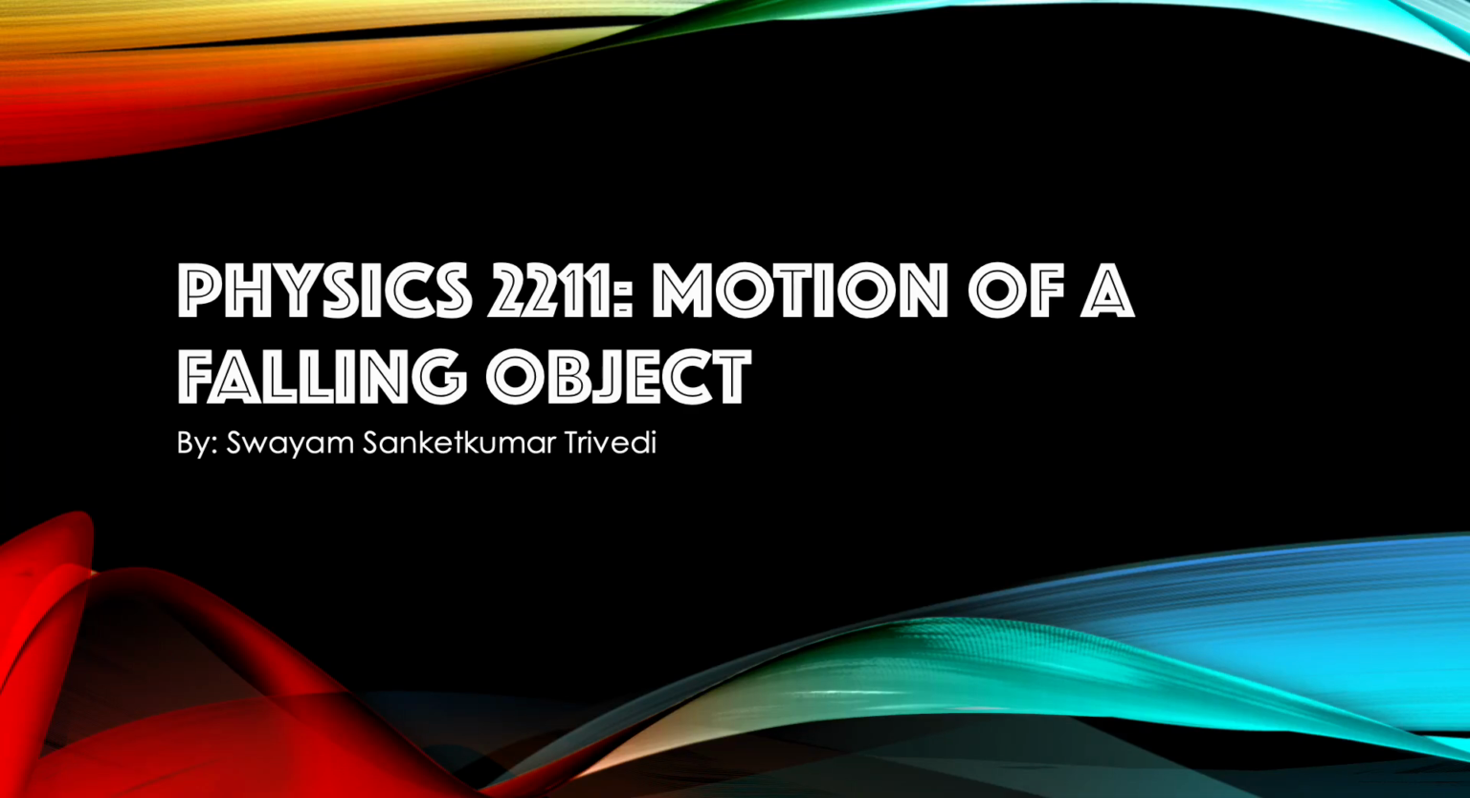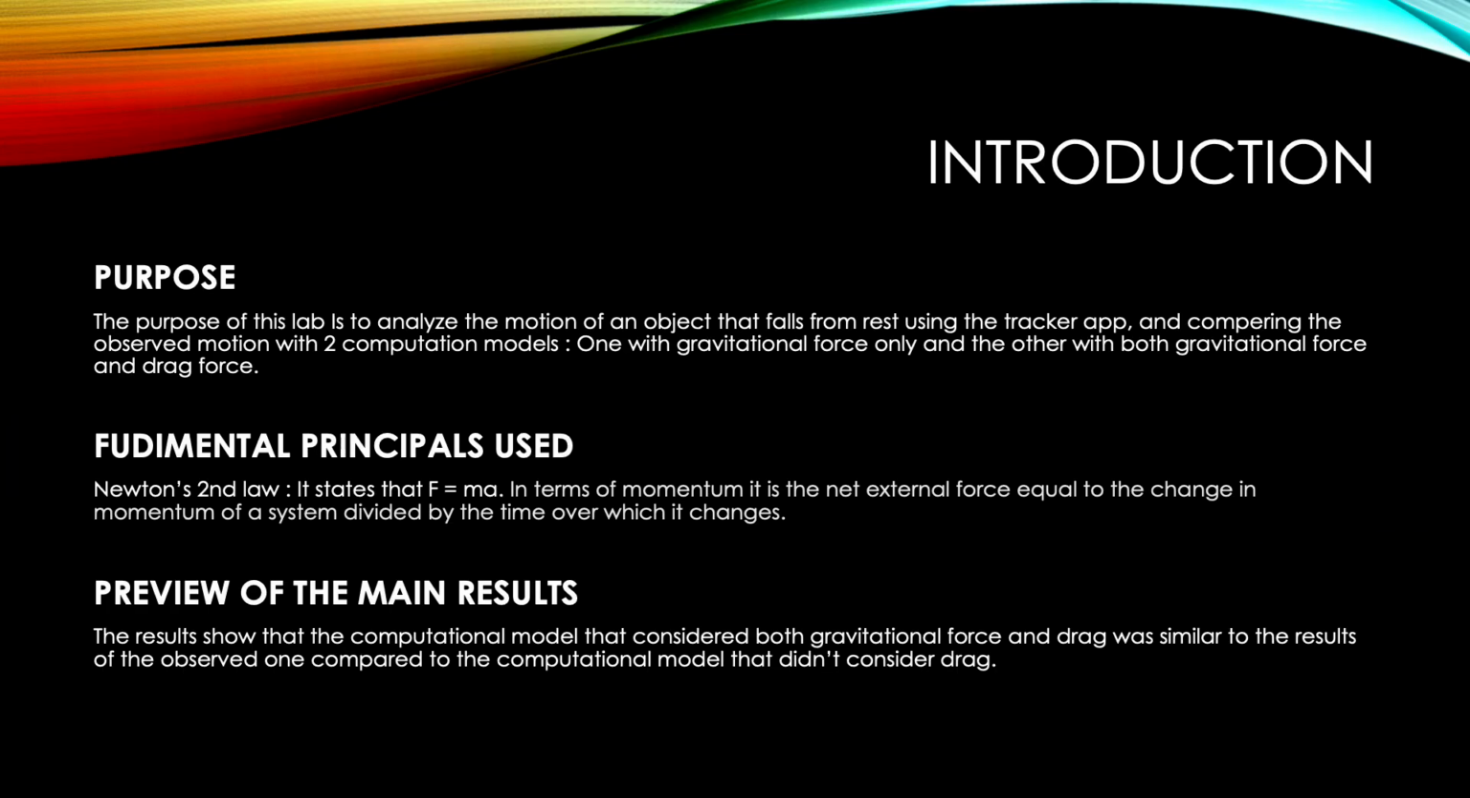Physics 211: Motion of a falling object. The purpose of this lab is to analyze the motion of an object that falls from rest using the Tracker app and comparing the observed motion with two computational models, one with gravitational force only and the other with both gravitational force and drag force.